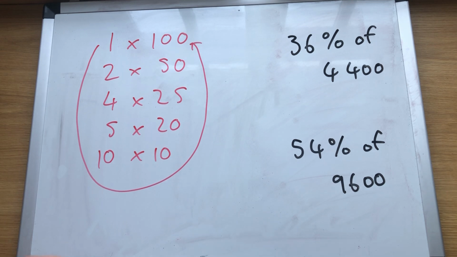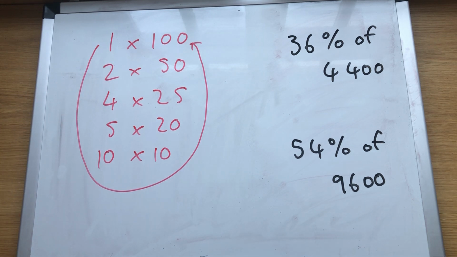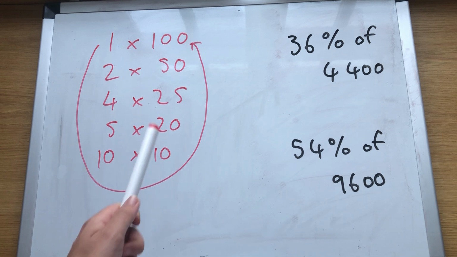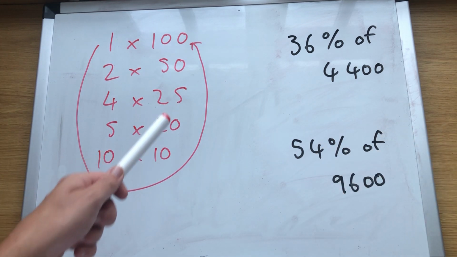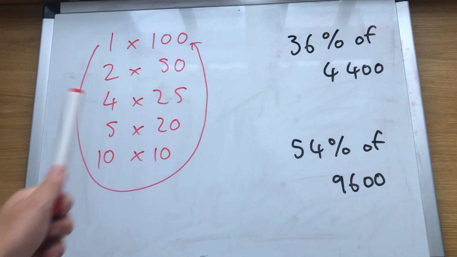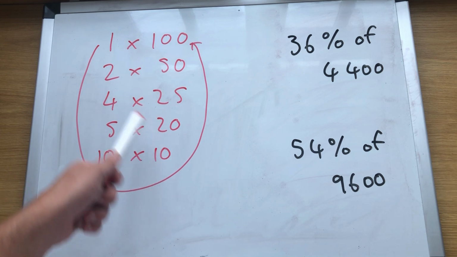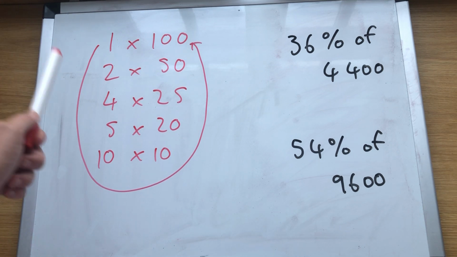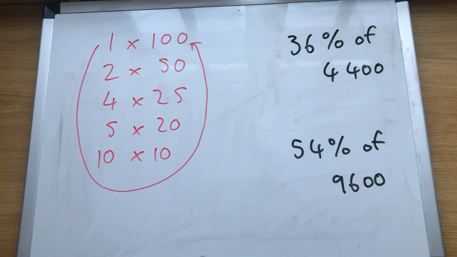Okay, so what we need to do now is bear in mind these factor pairs. These factor pairs are so important because we need to make the number 36 using only numbers from our factor pairs. So I might, for example, want to do 20 plus 10 plus 5 plus 1. 20 plus 10 is 30 plus 5, 35 plus 1, 36. I could do 50, take away 25, which is 25, plus 10 is 35, plus 1 is 36. I could do 2 plus 2 plus 2 plus 2 plus 2 plus 2 plus 2 plus 2, 18 times.